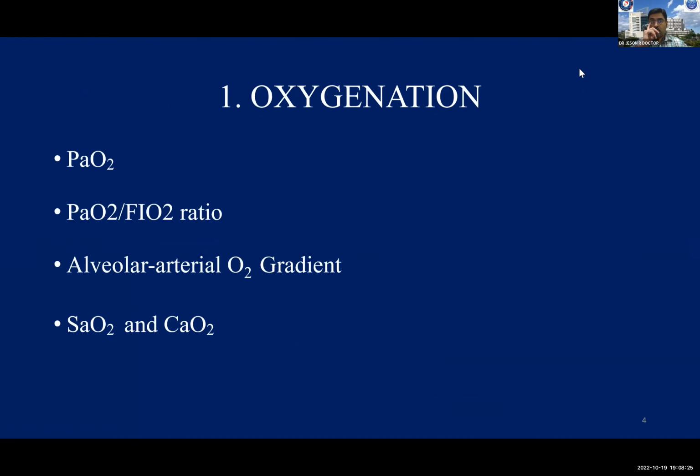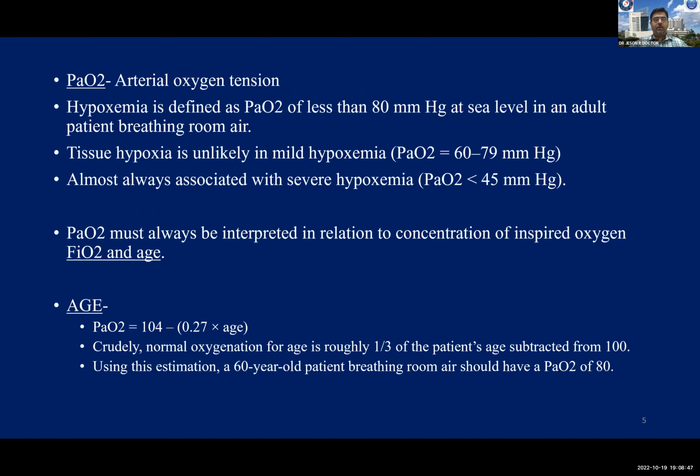When we talk about oxygenation, the pointers which tell us about the oxygenation of the patient are PaO2, the PaO2 by FiO2 ratio, the alveolar-arterial oxygen gradient, the saturation on the arterial blood gas, and you can calculate the arterial oxygen content. So what do you understand by PaO2? PaO2 is nothing but the arterial oxygen tension, that is, the dissolved oxygen in the circulation.